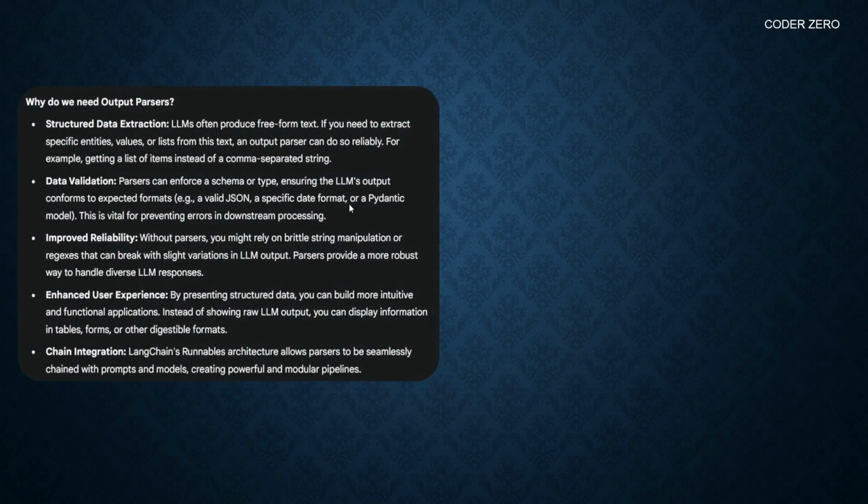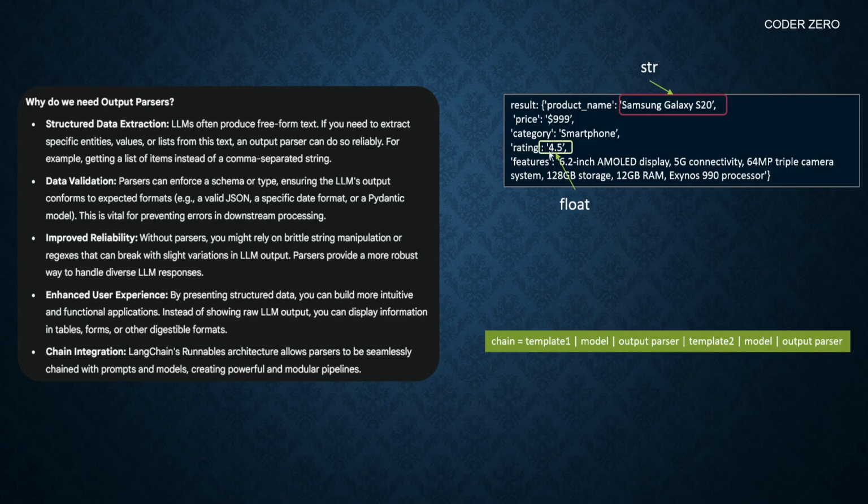Now, why do we need output parsers? With output parsers, we have structured data extraction, data validation, improved reliability, and enhanced user experience, and we can easily integrate within a chain. We can design the output parser in such a way that it will output in this format. Also, it should validate that this variable should be a string, and this rating should be a float.